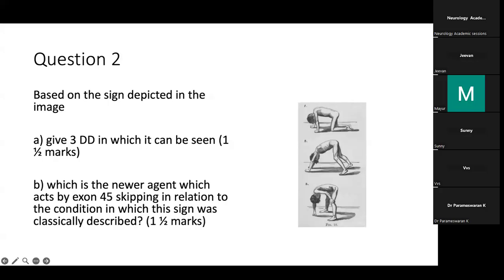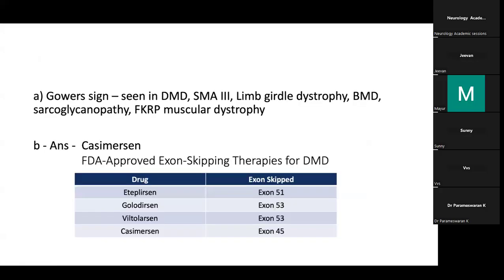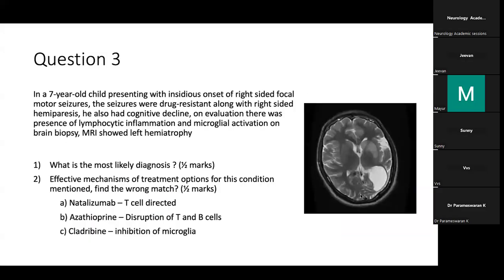Question number 3. A 7-year-old child who had presented with insidious onset of right-sided focal motor seizures, which were drug-resistant, along with right-sided hemiparesis and cognitive decline. On a brain biopsy, there was lymphocytic inflammation and microglial activation, with MRI showing hemiatrophy on the left side. The likely diagnosis for this patient is Rasmussen's encephalitis.